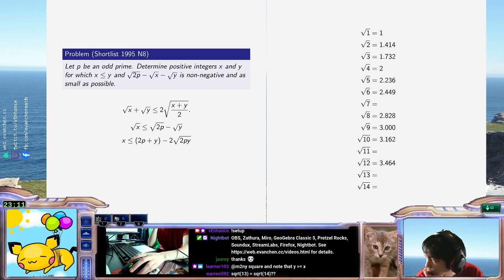I think I miscomputed root 5. No, that's fine. And then root 5. Okay, okay. Yeah, I didn't put a new line. Root 13 is root 14, everyone. That's what we love to do. Okay. So, anyways, oh my god, I really need root 7, don't I?